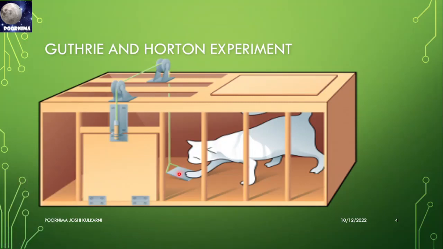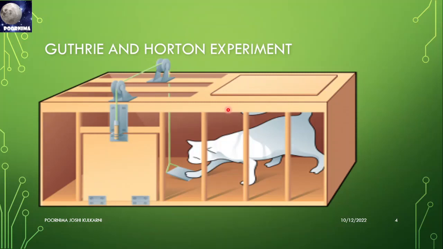By touching this post, this door will open. They made a box like this to observe the behavior of the cat. The cat took approximately 15 minutes to touch the post. The second time, the cat had the tendency to duplicate its first behavior. The photographs showed that cats repeated the same sequence of movements associated with their previous escape from the box. This showed an example of stereotyped behavior.